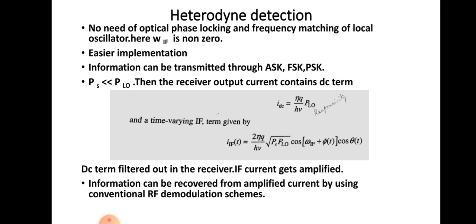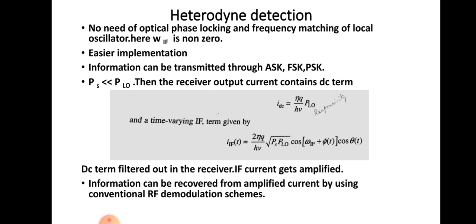And here a demodulator circuit is needed, and once the information is received, information can be transmitted through different modulation schemes such as ASK, FSK, PSK, like that. And similar to the homodyne detection, the local oscillator power will be much greater than the signal power. In the heterodyne receiver, we can write the receiver output current, the DC term of the output current. IDC can be written in terms of the responsivity and incident power. That is, IDC is equal to responsivity into PLO, that means IDC is equal to eta Q divided by H nu into PLO, where PLO is the local oscillator power.